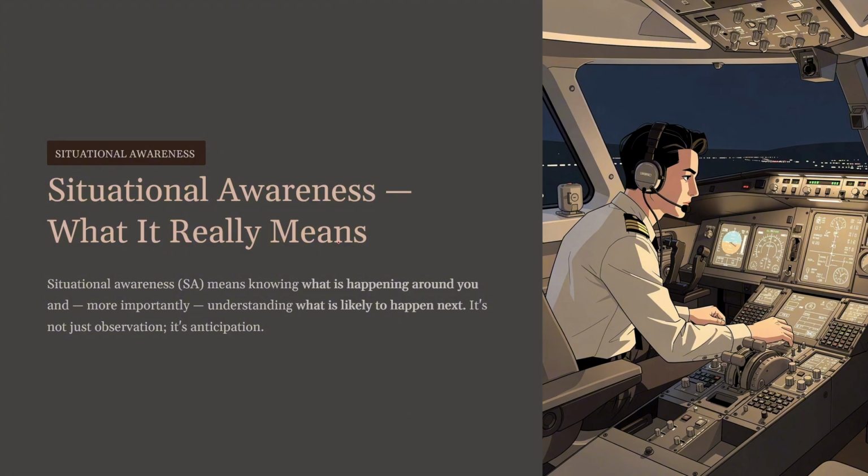Situational awareness means more than just seeing what is happening right now. So it also means understanding what it means and anticipating what may happen next. So it is not just observation, it's awareness plus interpretation. A pilot with good situational awareness is able to stay mentally ahead of the airplane, traffic, weather, and workload. So this is a major part of safe flying, especially in busy or changing conditions.